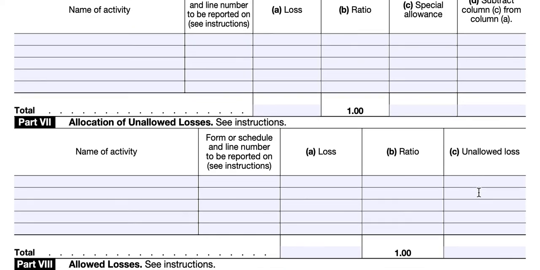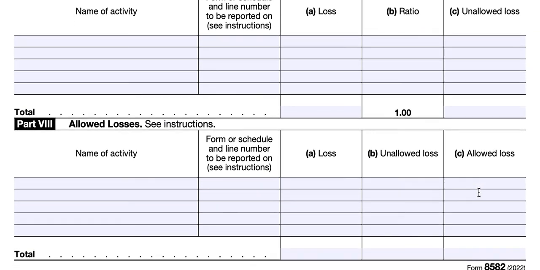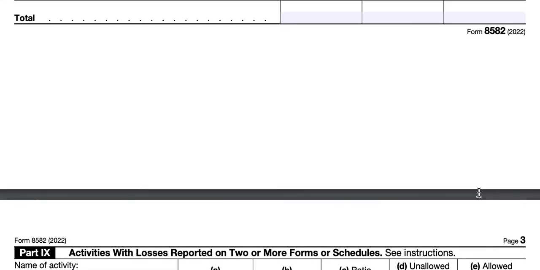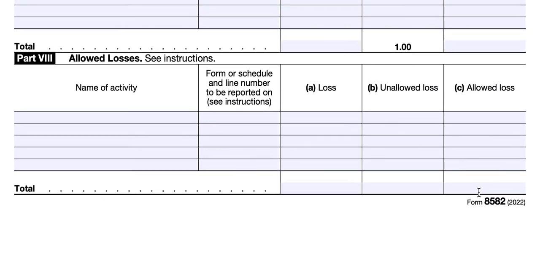For Part 8, this contains your allowed losses, and you will use Part 8 and Part 9 to figure your allowed and unallowed losses for each activity. If you have losses from any activity that are reported on two different forms or schedules or more, you will use Part 9 instead of Part 8 for that activity. In Part 8, you will use this for any activity listed in Part 7 if all of the loss from that activity is reported on one form or schedule and no transactions need to be separately identified.